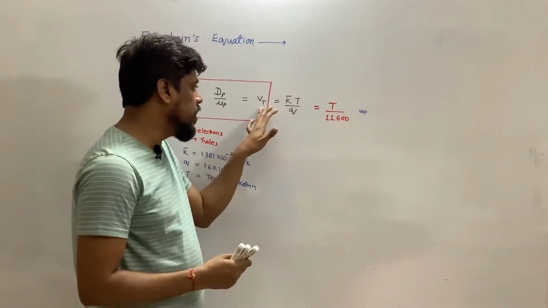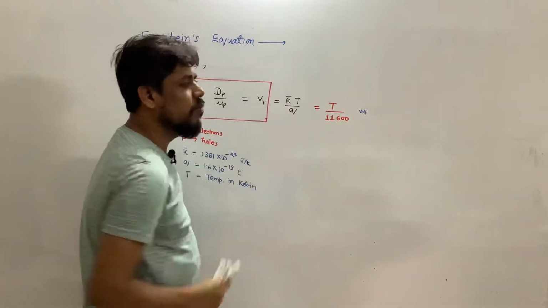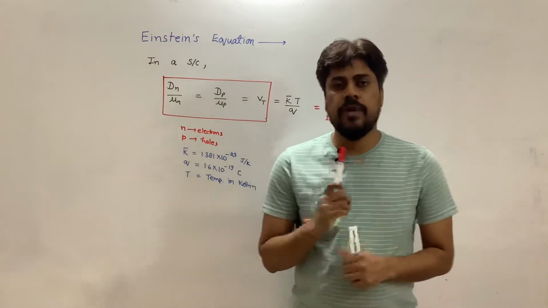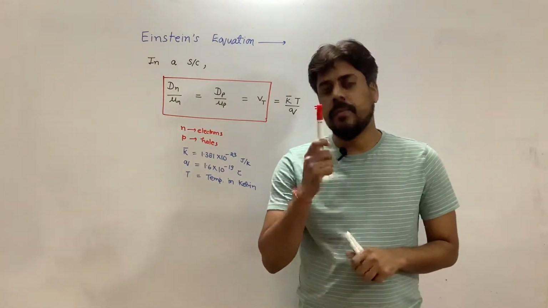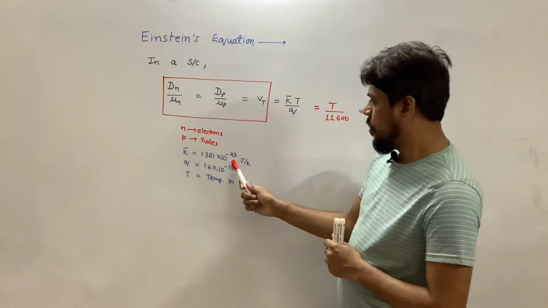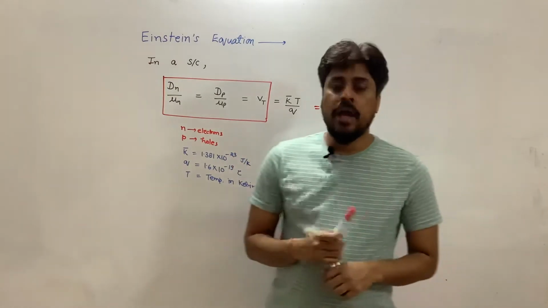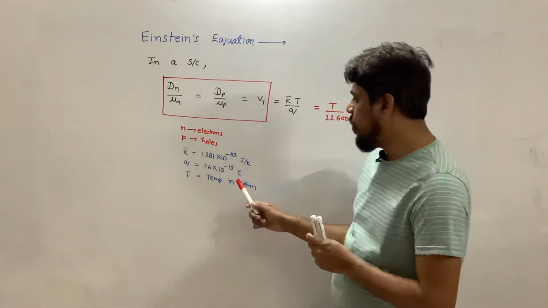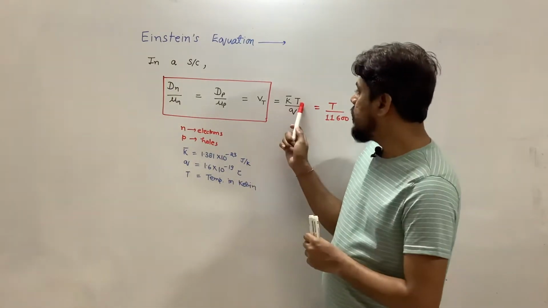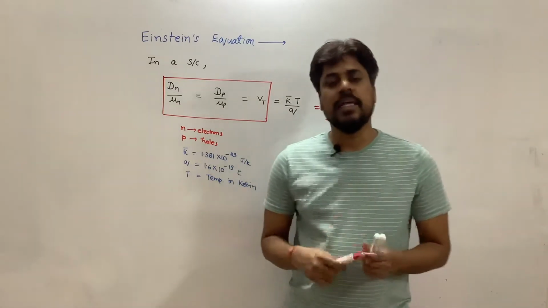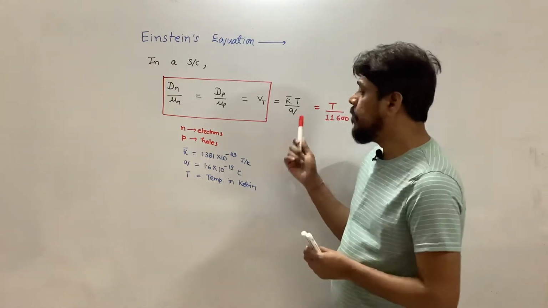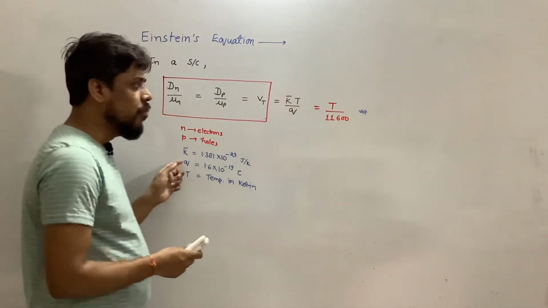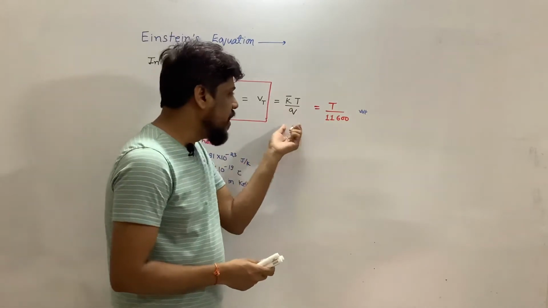We know the formula of Vt thermal voltage is K bar T by Q, where K bar is Boltzmann constant and the numerical value of K bar is 1.381 into 10 to the power minus 23 joule per degree Kelvin. And Q indicates the electron charge, and the magnitude is 1.6 into 10 to the power minus 19 coulomb. And here T is temperature, and we will take temperature in Kelvin.